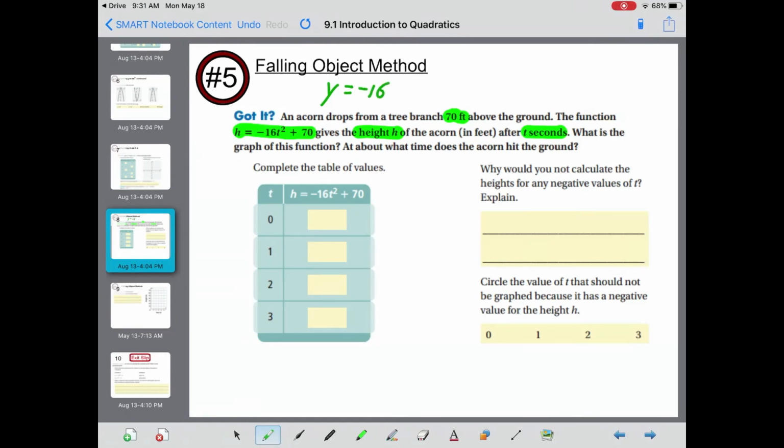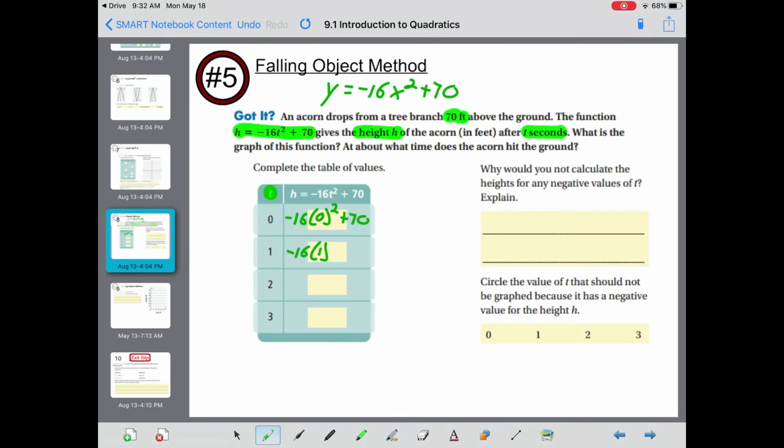Now, although they're using h and t, that is the same thing as using y and x. This is really y equals negative 16x squared plus 70. Same thing. What they want you to do is plug in, just like we plugged in the x values before, which is essentially our t values in this given quadratic.